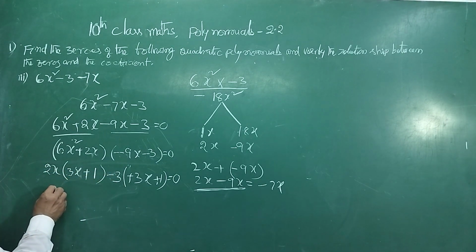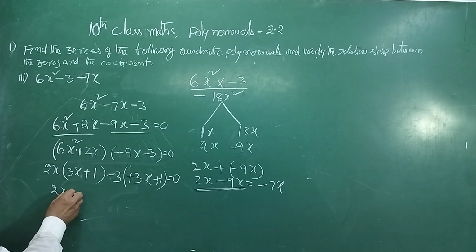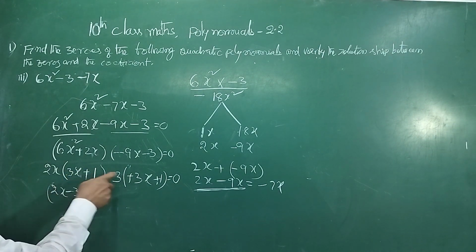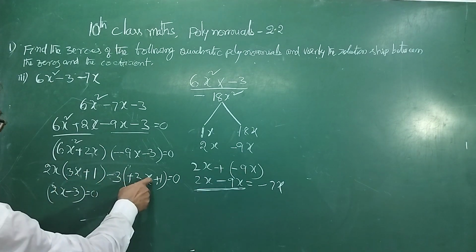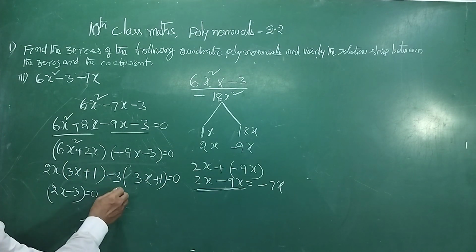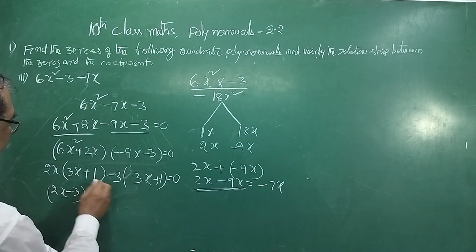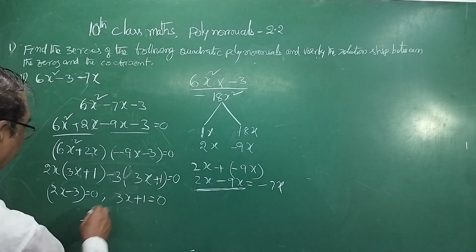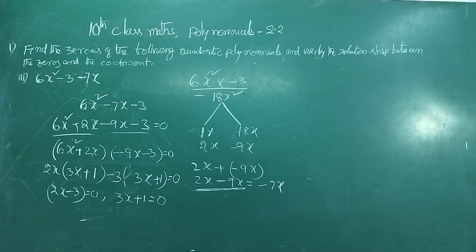Here these two, let us make one group: 2x minus 3, one group, is equal to 0. These two groups are the same, so let us take 1. 3x plus 1 is equal to 0. Now see, 2x minus 3 is equal to 0.